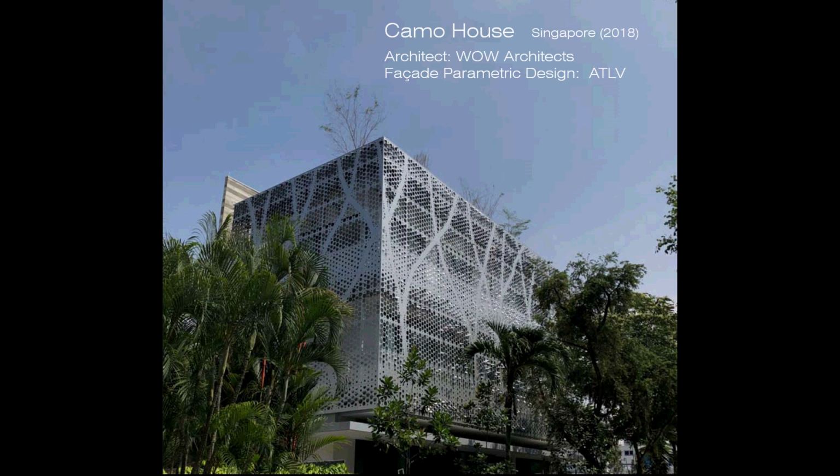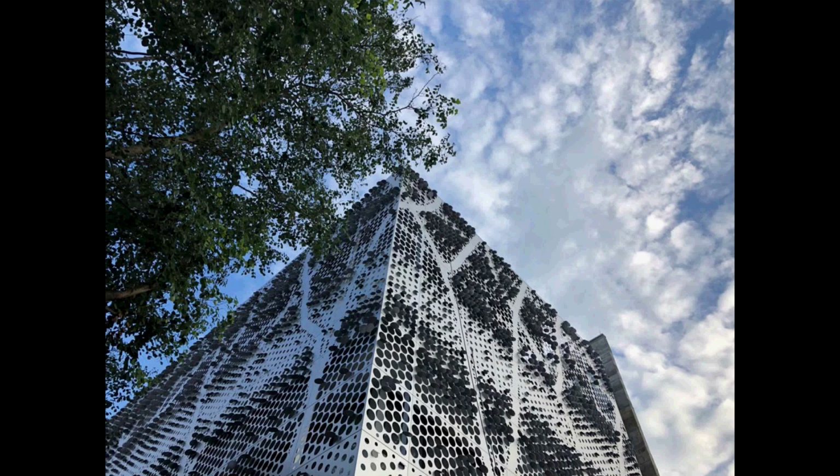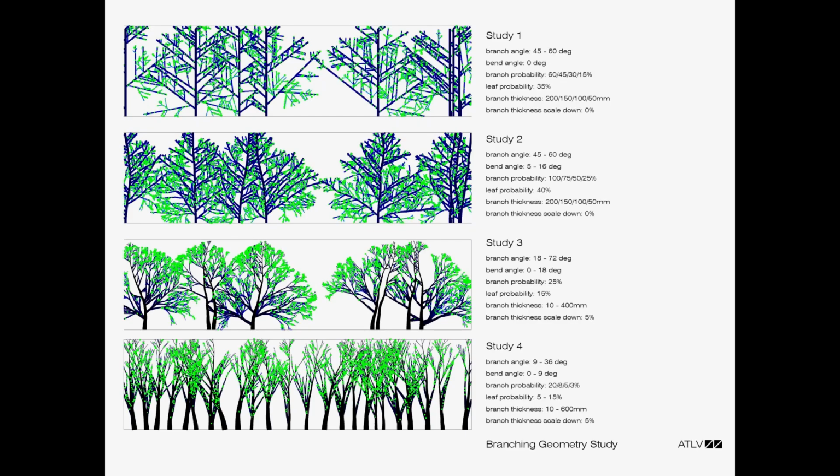This project is a common house in Singapore, and the architect is Wow Architects. I worked on a perforated metal grid with tabs coming out. In this case, the architect had an idea to project a certain tree image onto the perforated metal, and then produce it in a metal fabrication facility.